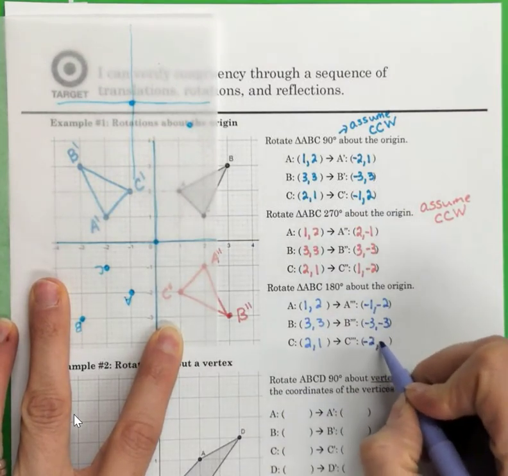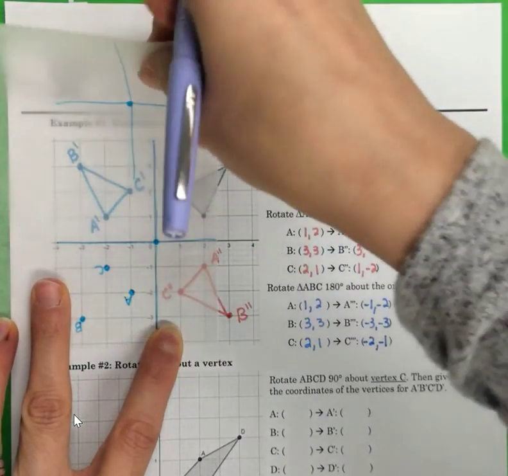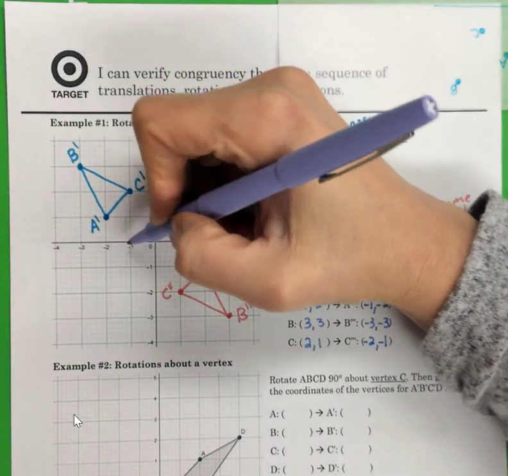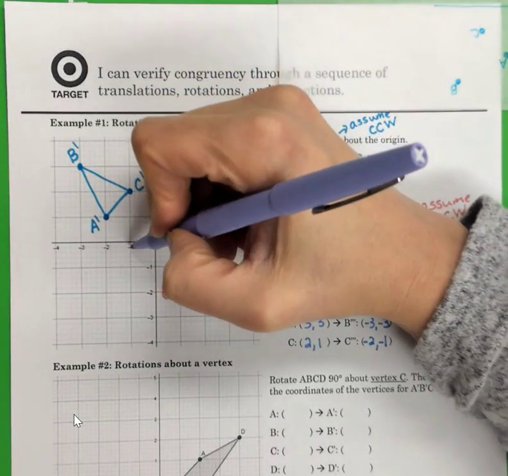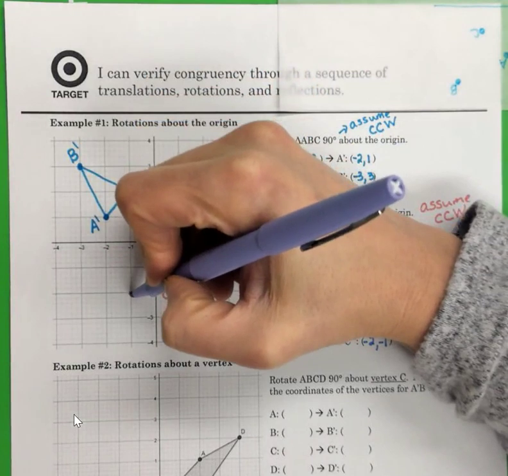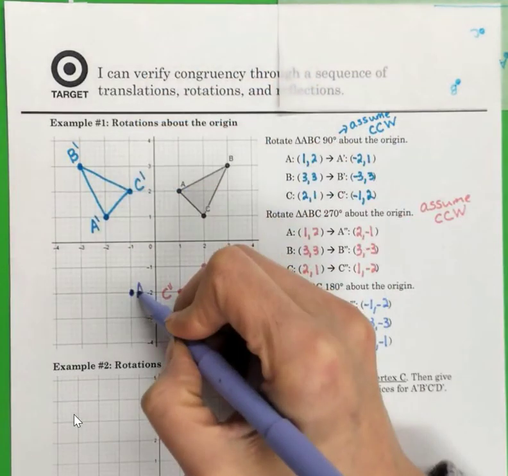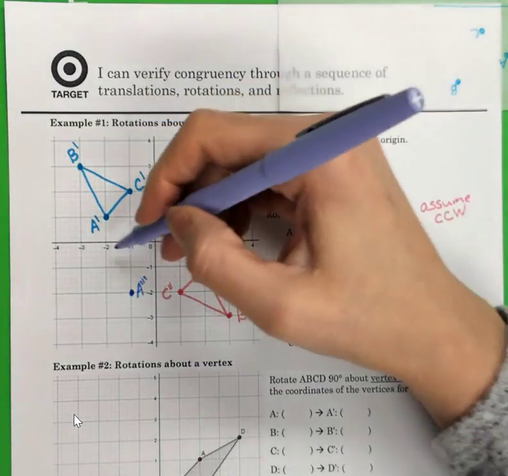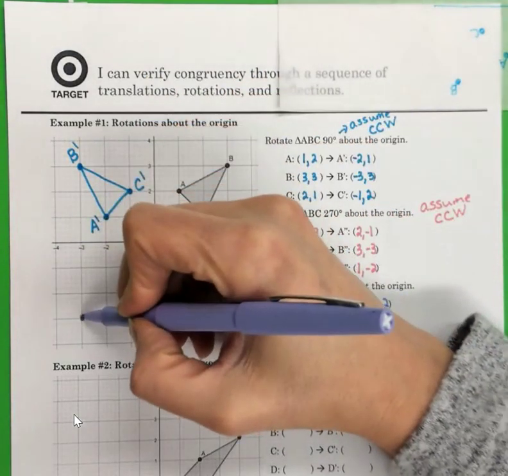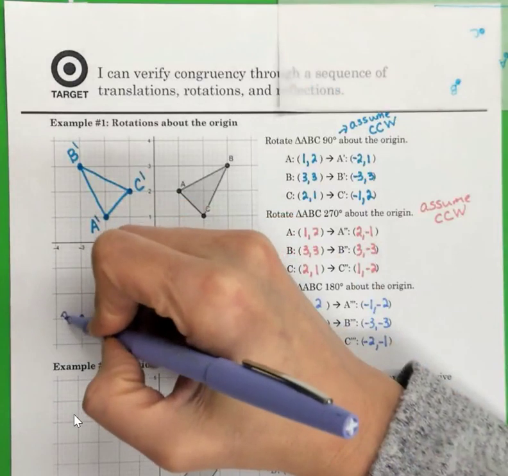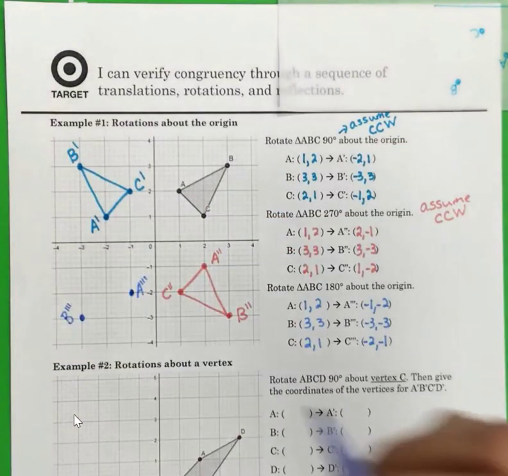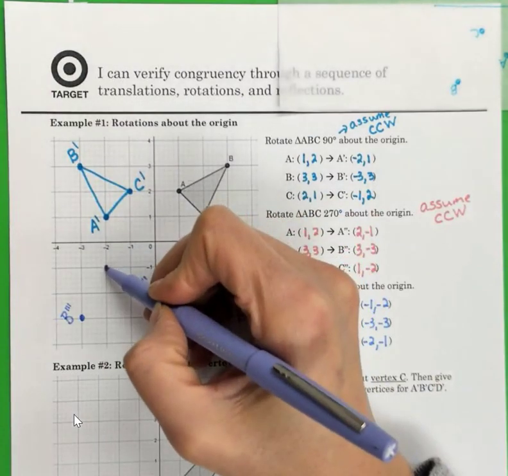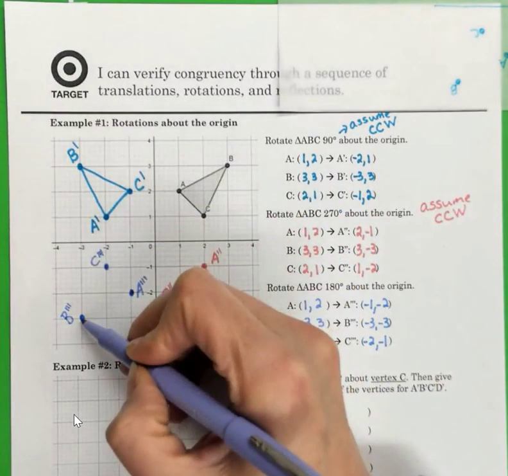So I remove my paper and I add those to my graph. So the third image of A is (-1, -2). It's A triple prime. B is at (-3, -3). And then C is at (-2, -1). And then connect your points.